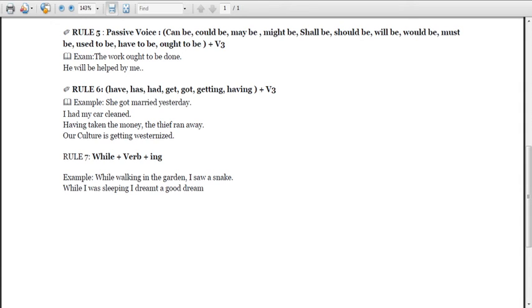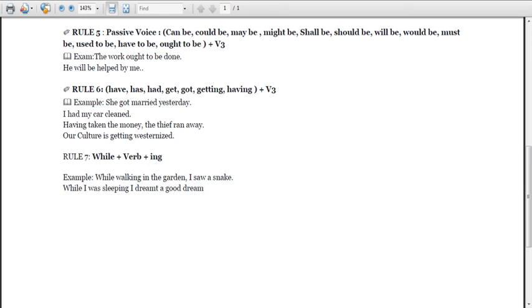Now let's start rule 6. It's also very important. If you find have, has, had, get, got, getting, having anywhere before a verb, that time the past participle form of the verb will be used. She got married yesterday, I had my car cleaned, having taken the money, our culture is getting westernized. So after have, has, had, get, got, getting, having, we take V3 or the past participle form.